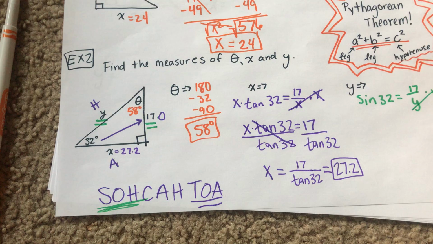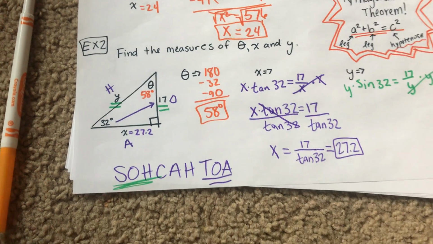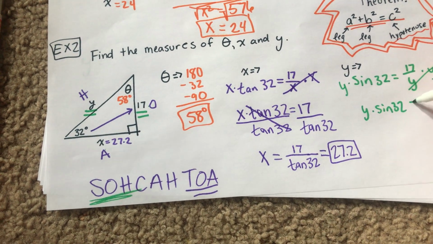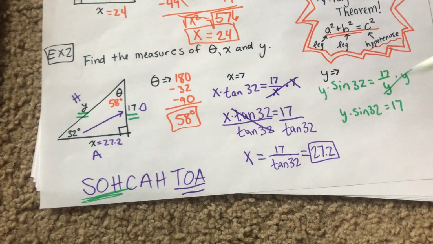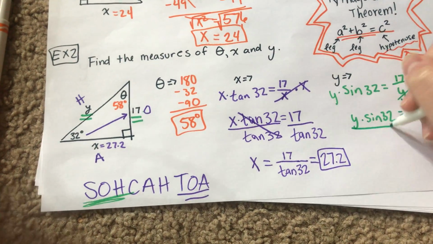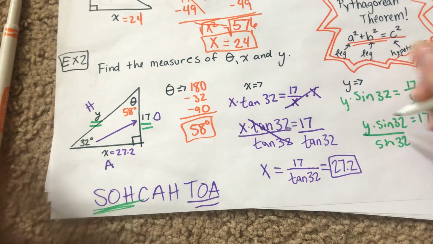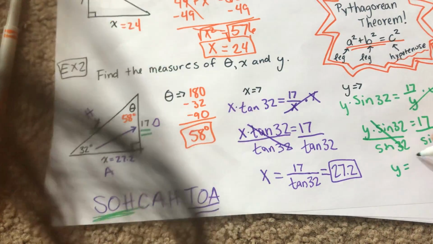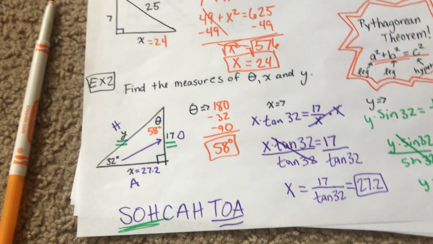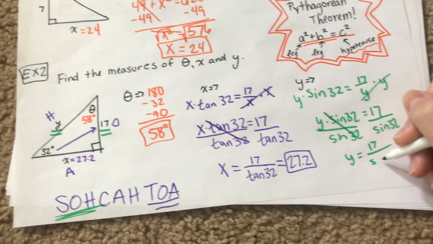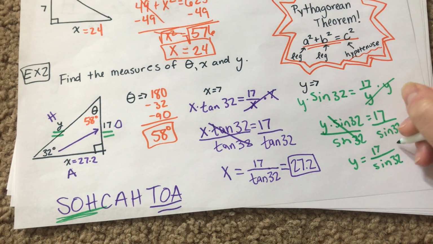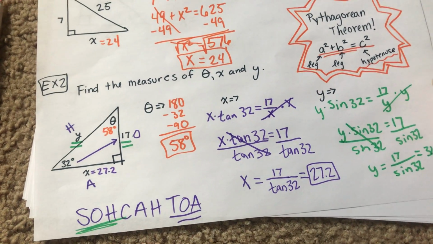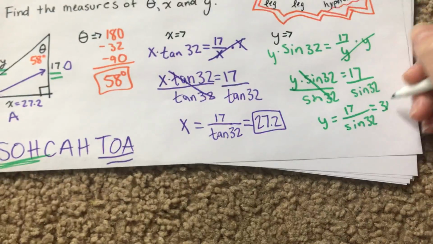So I'm going to get it out of the denominator by multiplying by y. What I do to one side, I have to do the other. Then I'm left with y times sine of 32 equals 17. I don't want this sine 32 with my y, so I have to divide it on both sides. Those cancel each other out. And y is going to be equal to 17 divided by sine 32. And I can type that in my calculator, and I end up with 32.1.